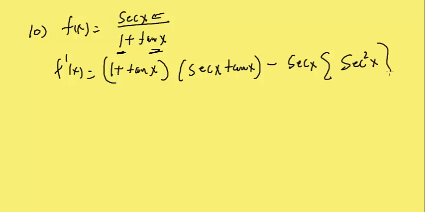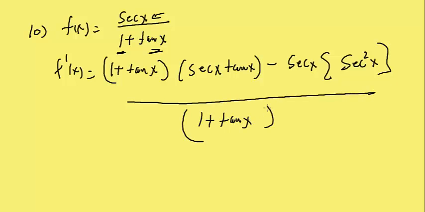Secant squared x, all of that over the denominator, which is 1 plus tan x squared. It's done, unless you want to simplify. Alright, so let's take a look at the second derivatives, where you do have to simplify a little bit, do some algebra. So let's look at number 20.